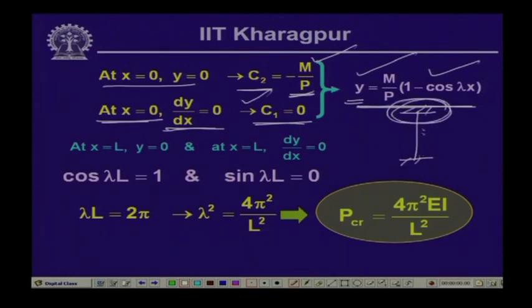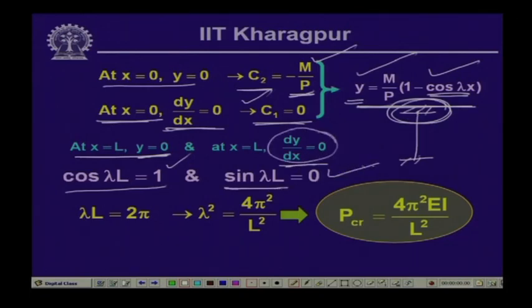Also, you will have to satisfy that since the member is fixed at both ends, at the top end where x is equal to L, both y is equal to 0 and dy/dx equals 0. Now, at x equals L, y equals 0 gives us that cos lambda L is equal to 1, and at x equals L, dy/dx equals 0 gives us sin lambda L equals 0.